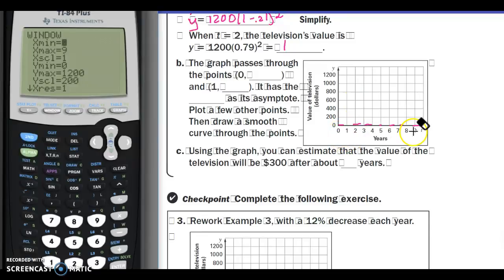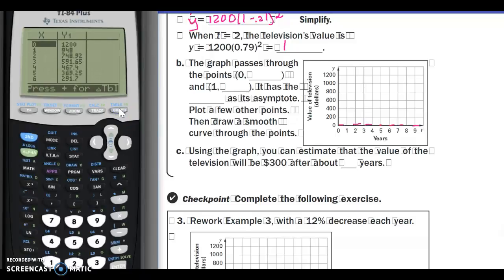So x min 0, x max 9, y min 0, y max 1200. The scale on the x-axis is 1. The scale on the y-axis is 200. So we get a pretty good matching graph here when we look at it. And then you could find these points 0 and 1 easily by calculating them like we did before, or you could look on the table because it's going to match the graph now.